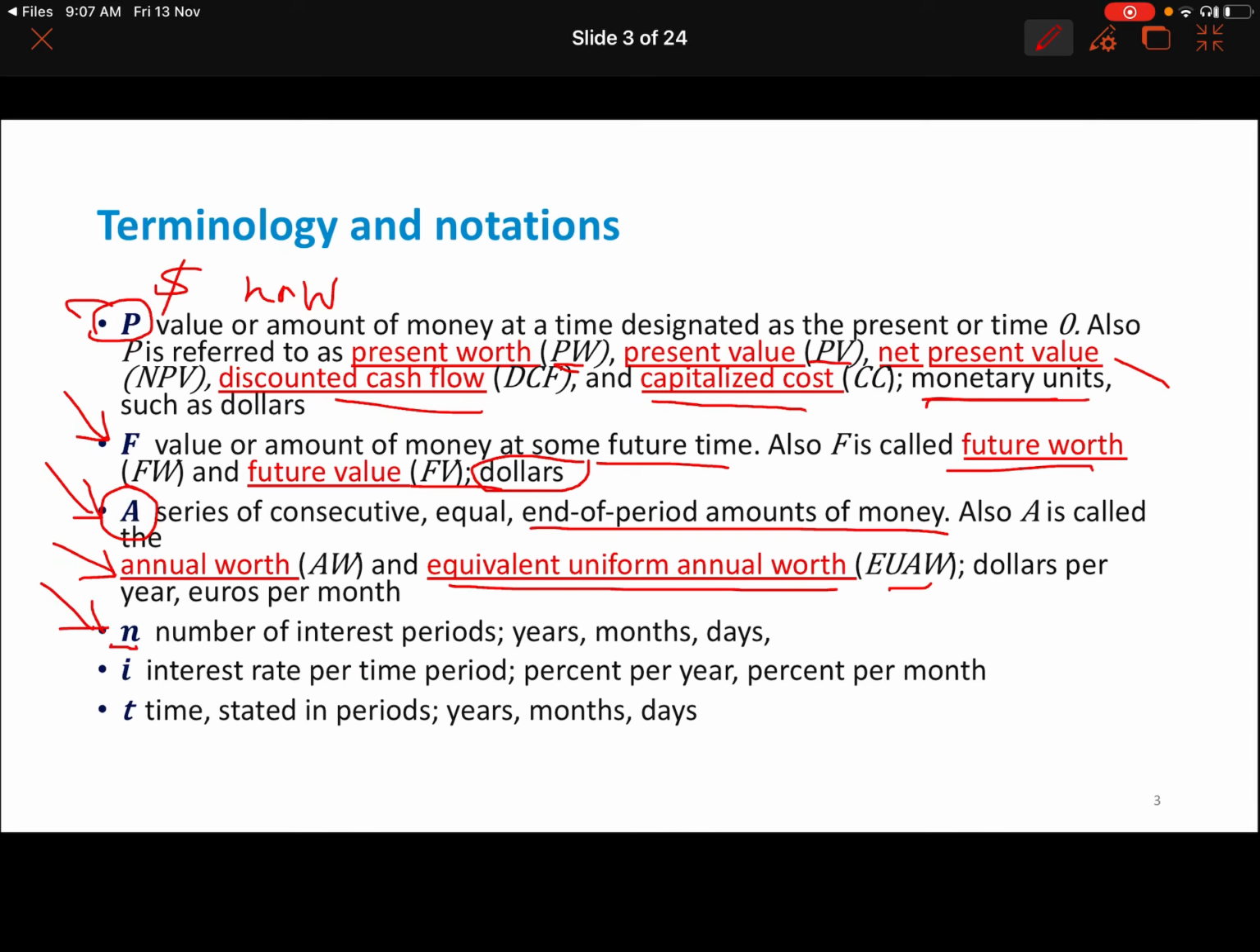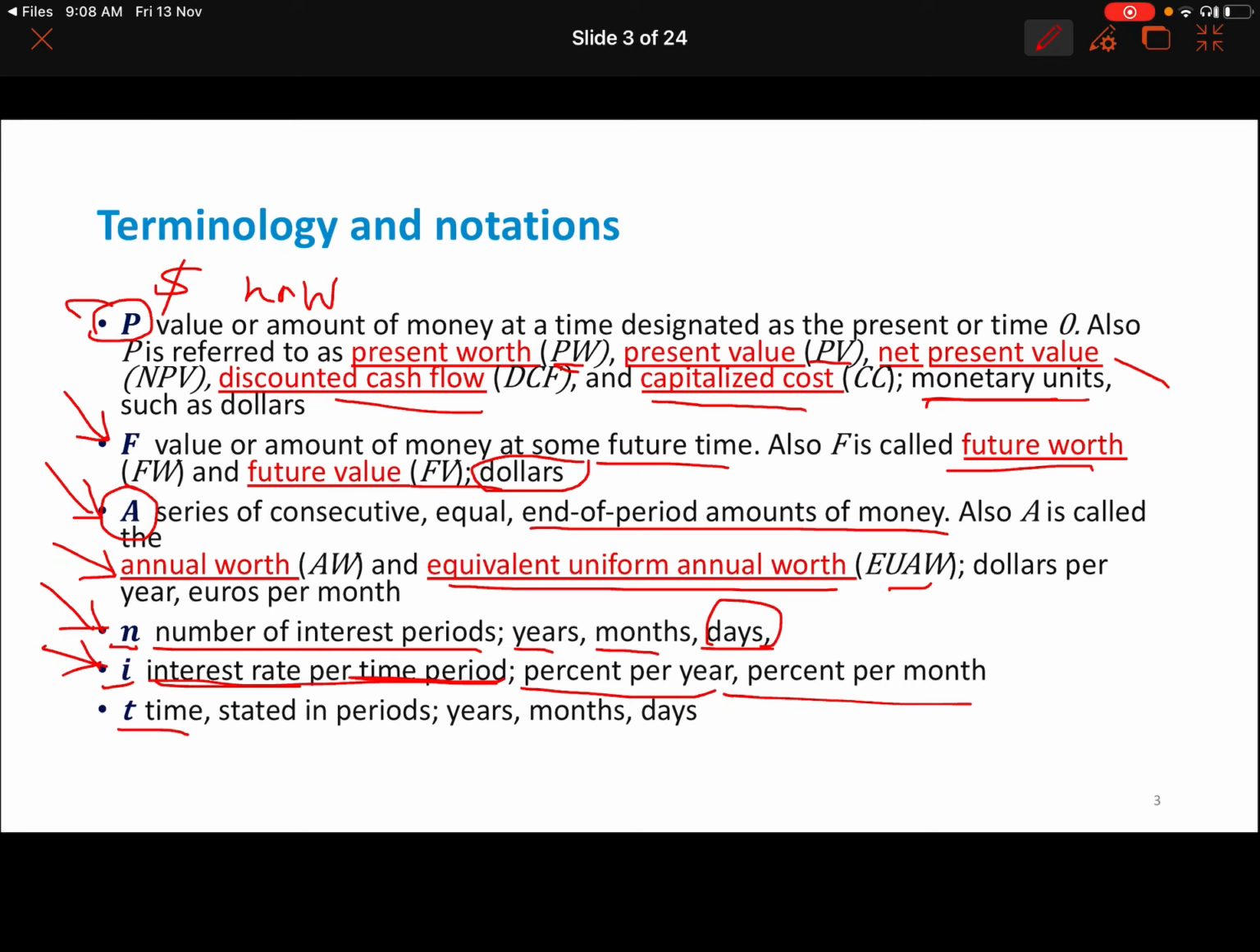Next, the notation N. We give this notation to the number of interest periods, years, months, or even days. So this is the number of periods we use for the investment. I is the interest rate, the rate per time period, for example percent per year or percent per month. This is the increase of money due to the investment. Sometimes we give the interest rate different meanings, like minimum attractive rate of return or rate of return. It depends on the investment method.